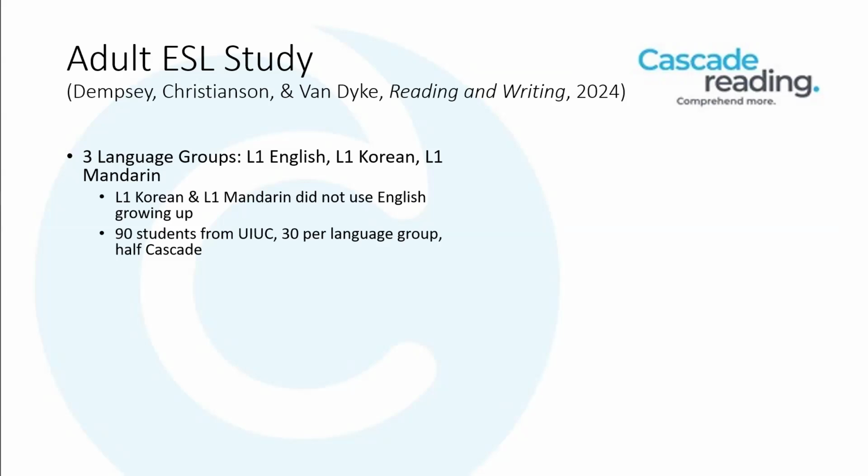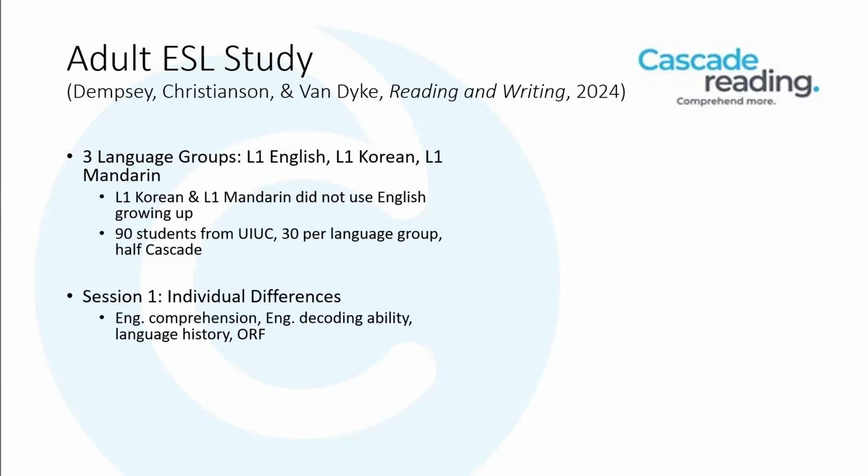And we recruited 90 students, 30 per language group, from the University of Illinois community. Half of them were reading passages in Cascade, half of them were reading passages in a regular text. And that gave us our A-B setup. And so we had them come in for a first session where we wanted to understand their baseline ability in English reading comprehension, the ability to recognize English words, their language history, and their oral reading fluency.